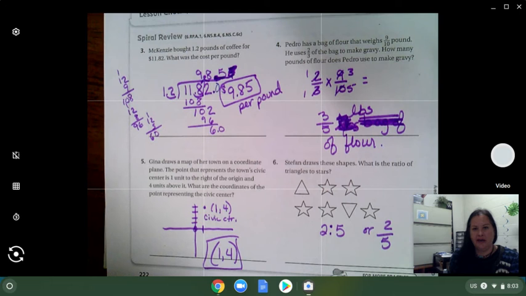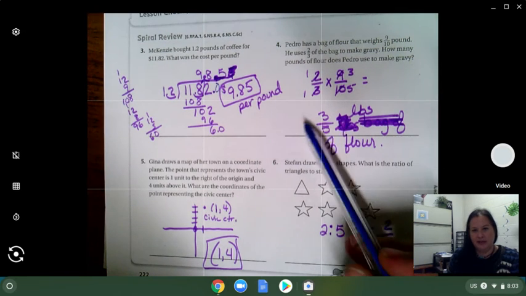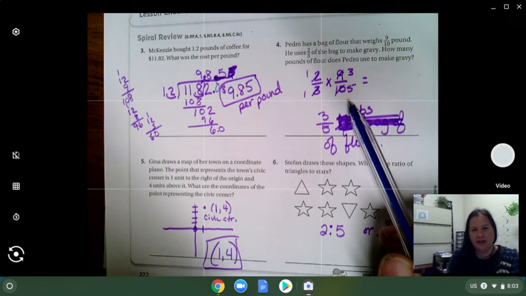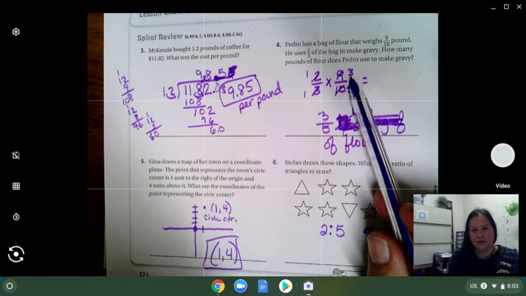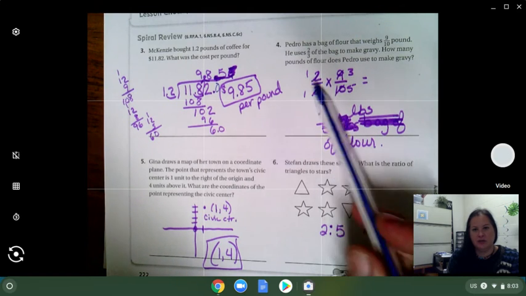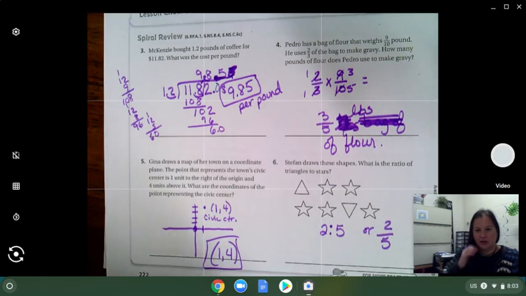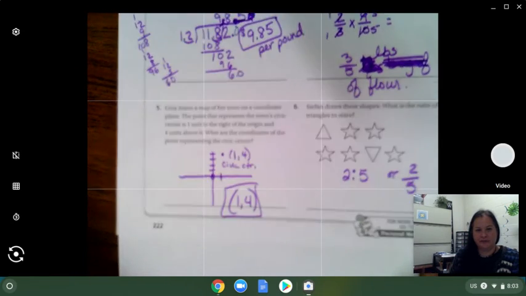All right, here we have a multiplication problem, and so when we set this up, we notice that we can simplify on the diagonals. So I did that. 3 goes into 3 once, 3 goes into 9 3 times, 2 goes into 2 once, 2 goes into 10 5 times. And I multiplied the top and bottom and got 3/5 pound of flour.